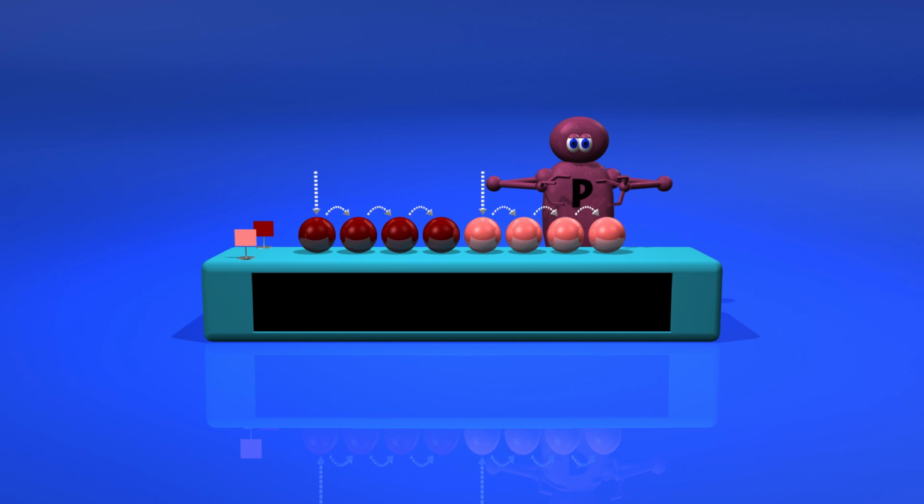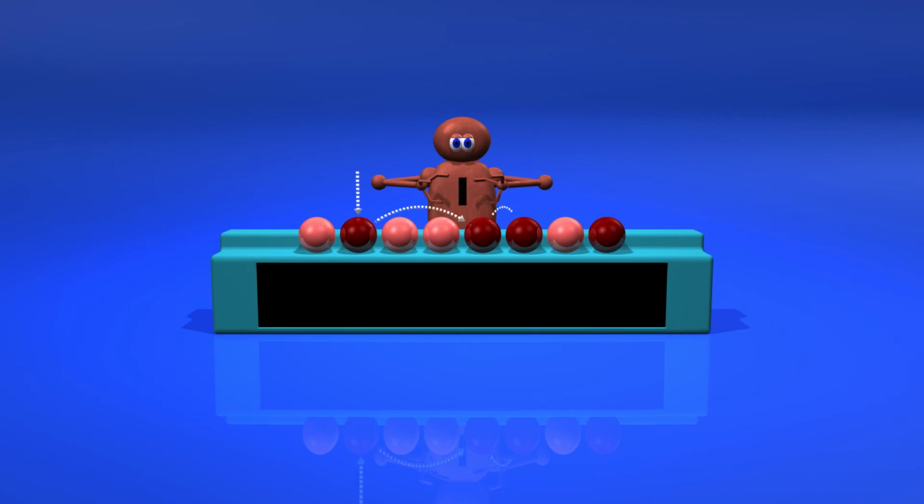This is called a stable sort. It doesn't change the order of the elements except where it has to. Insertion sort is also stable.